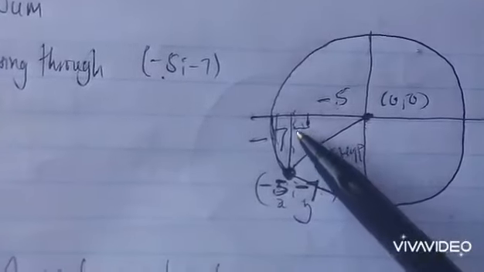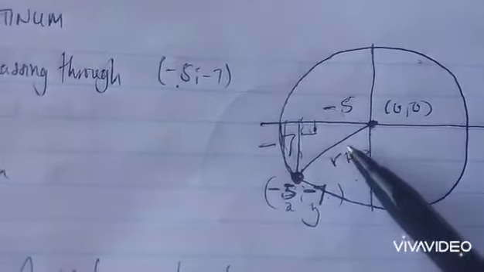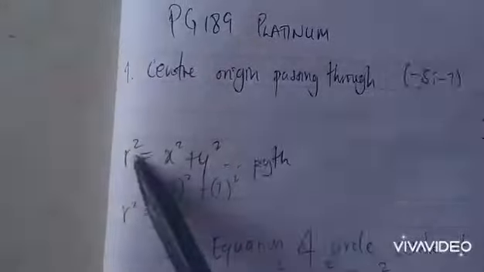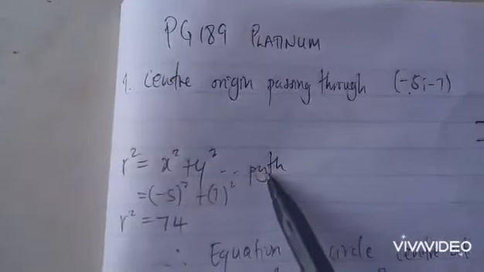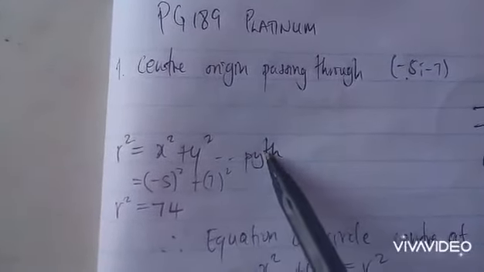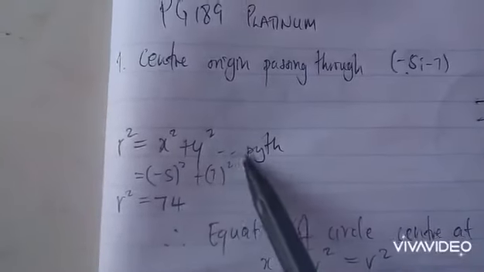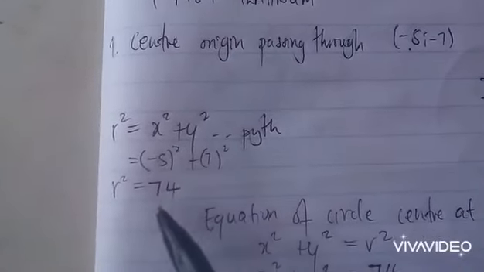So I'll use Pythagoras. This is the opposite side, this is 90 degrees, and that's the hypotenuse. So Pythagoras would be r squared is x squared plus y squared. I know it almost looks like the equation of the circle, but remember, this is Pythagoras. Substituting that, we're going to get this.